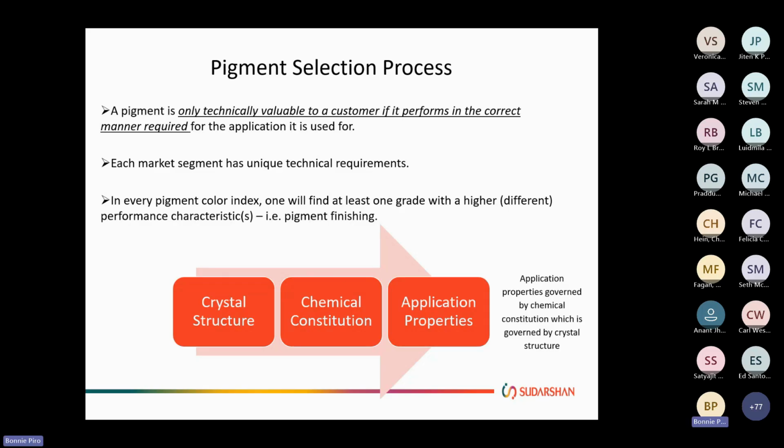The other thing to consider is that in every pigment color index, you're going to find a lot of products in that class of pigment chemistry. And you're going to find at least one grade that has the properties that you are looking for. So you're going to get the performance based on the chemistry, as well as the choices of finishing that are done for that particular pigment product, I should say.